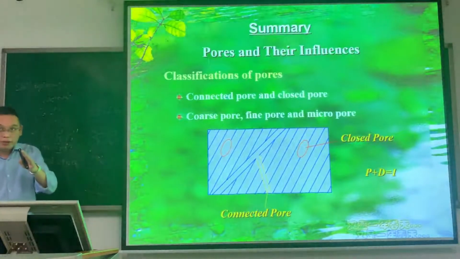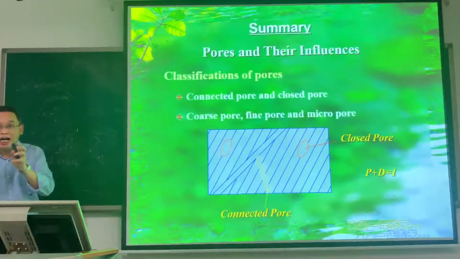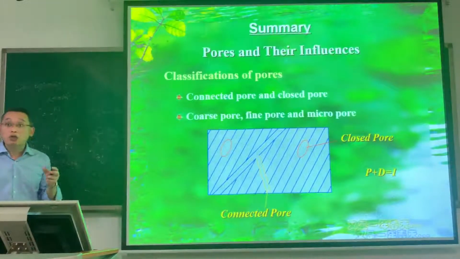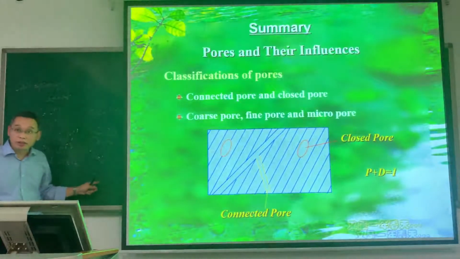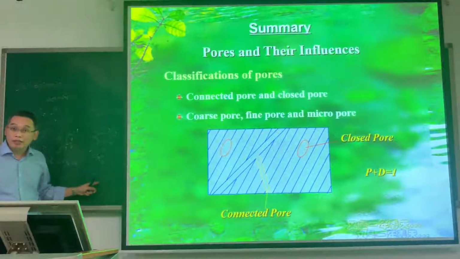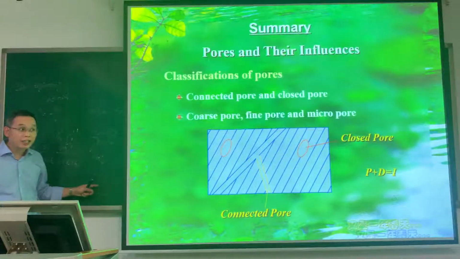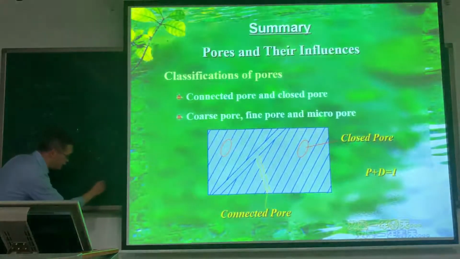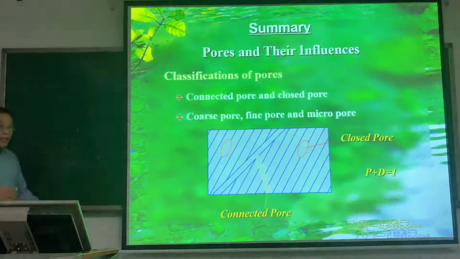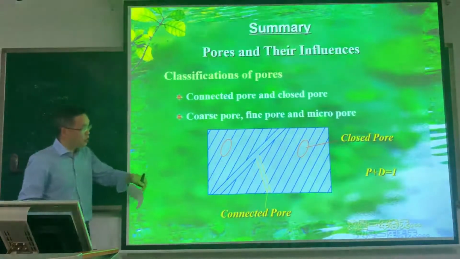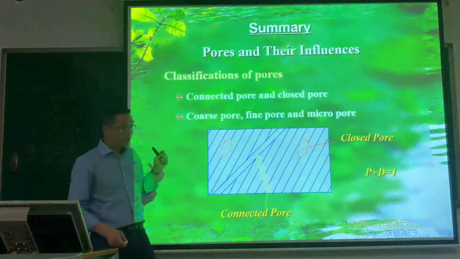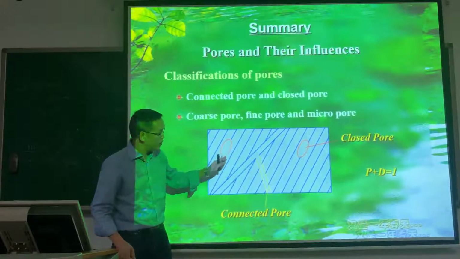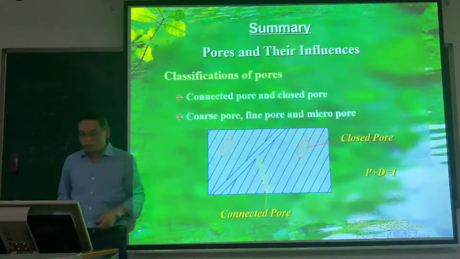But among these pores, some of them are connected. How to connect the pores? By what? Cracks. Yeah, the cracks connect the pores. But the separate ones belong to the closed pore.